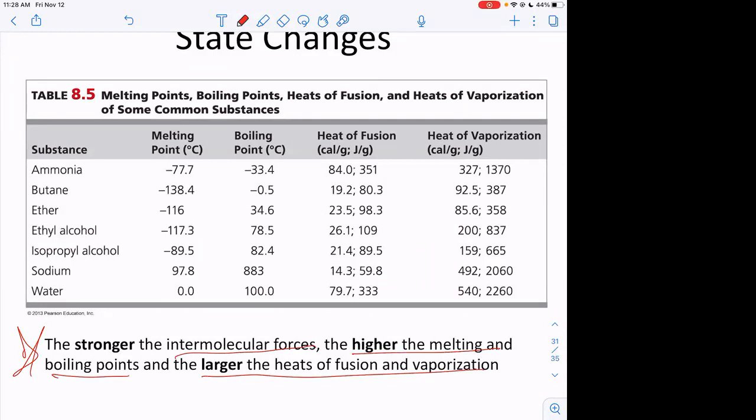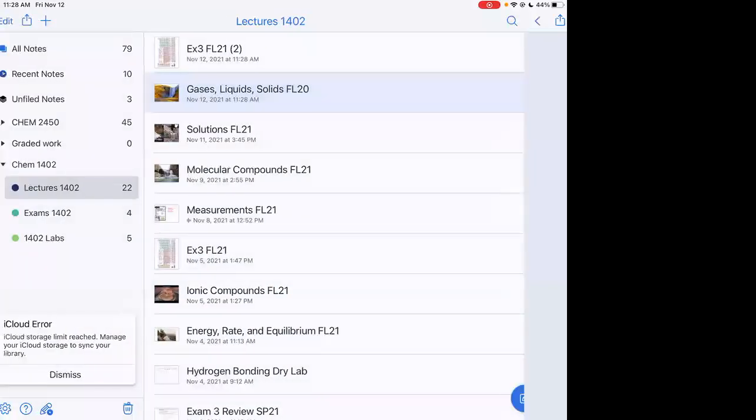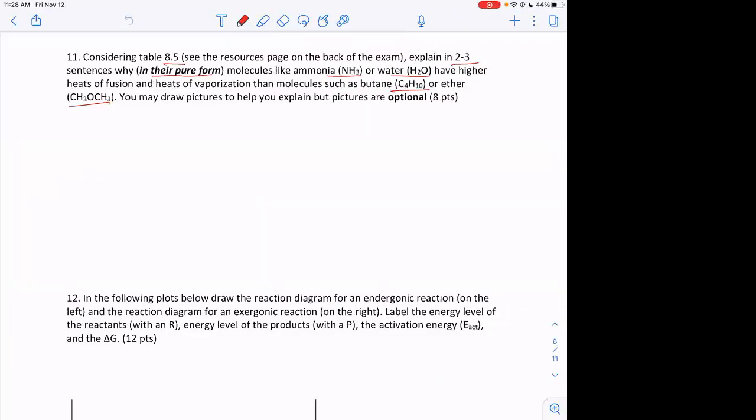What kind? So you need to ask yourself, what kind of intermolecular forces can these molecules have? So ammonia and water, what can those do? Hydrogen bonds. Okay. And a lot of people said that on their answer. These can hydrogen bond. But if you just said these can hydrogen bond, I didn't give you the full points. Because I said, why is it higher than butane? So you needed to also assess butane and ether.